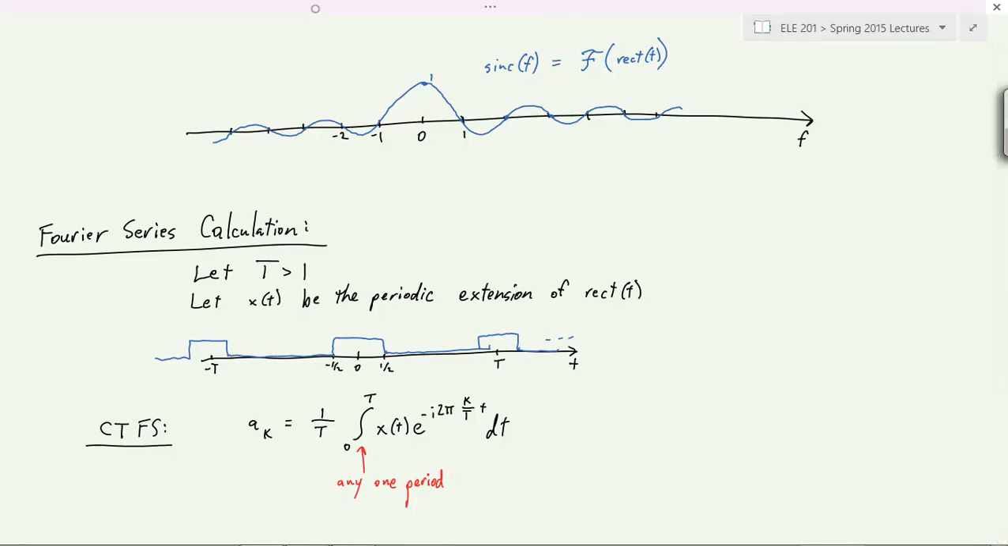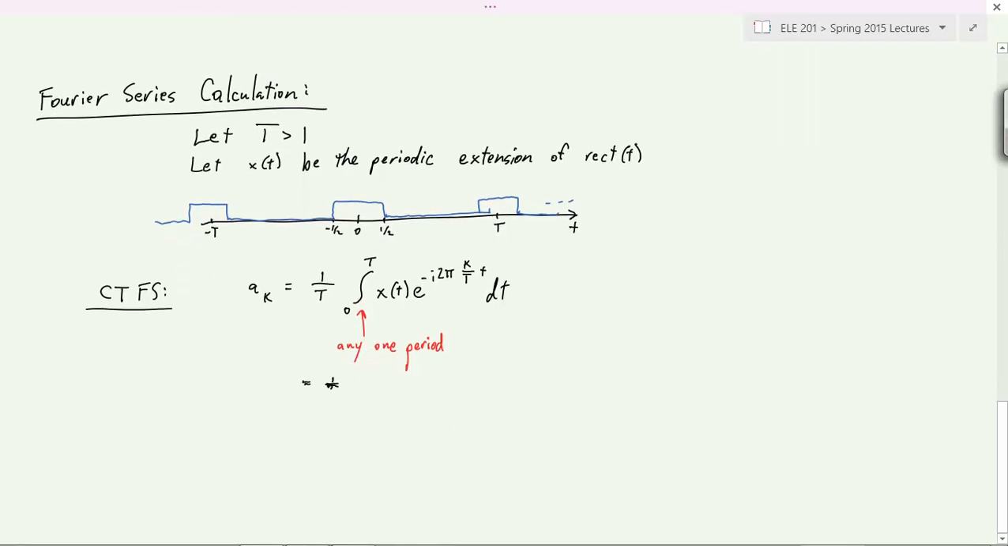Okay, so what that means is that's because x of t is assumed to be periodic, right? So this equals 1 over T. In our case here, it'll be nice to just say this is an integral from negative T over 2 to T over 2 of rect t. I'm substituting that in.